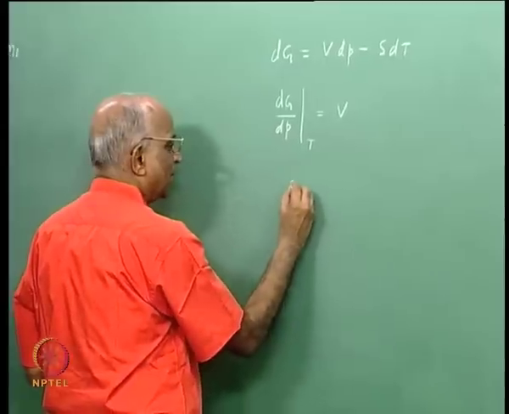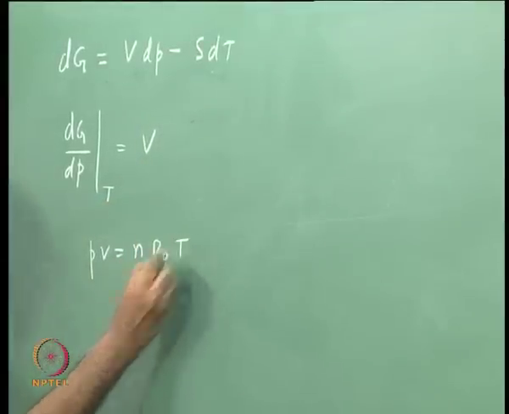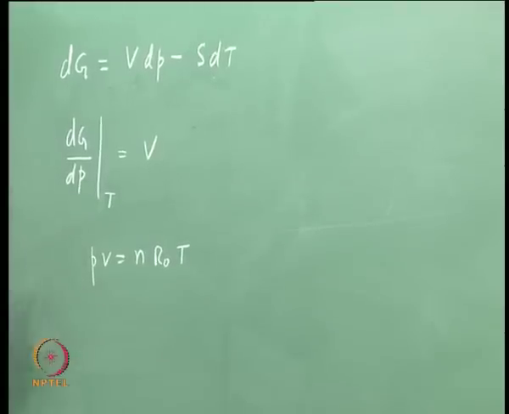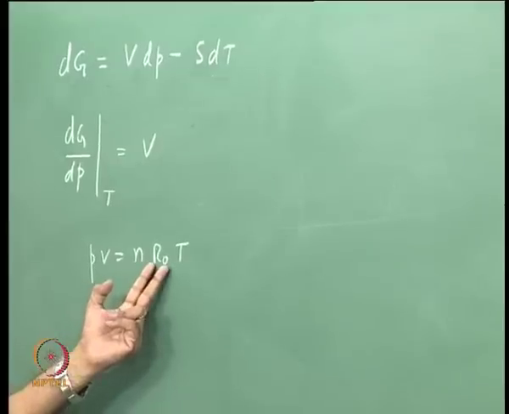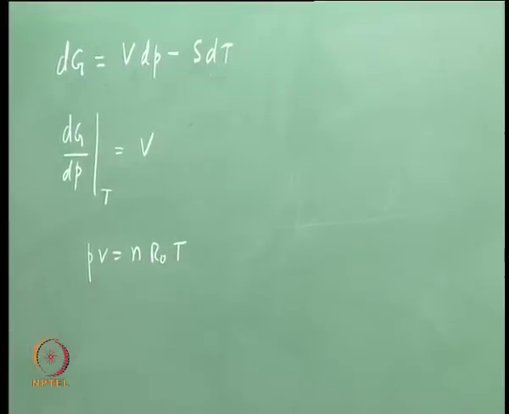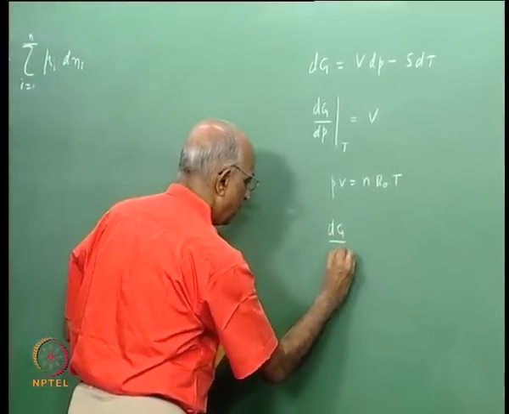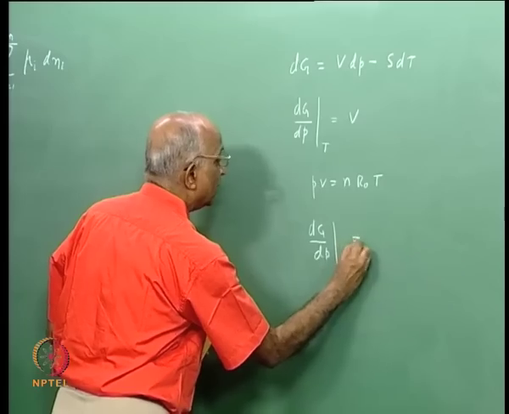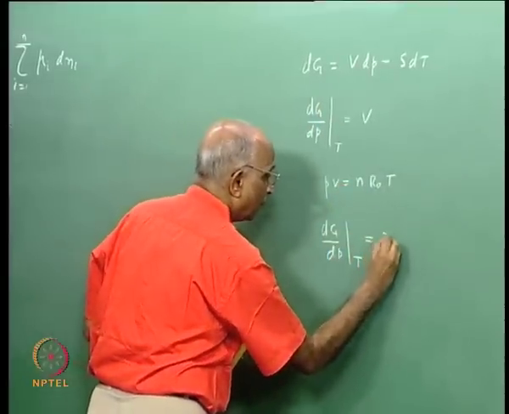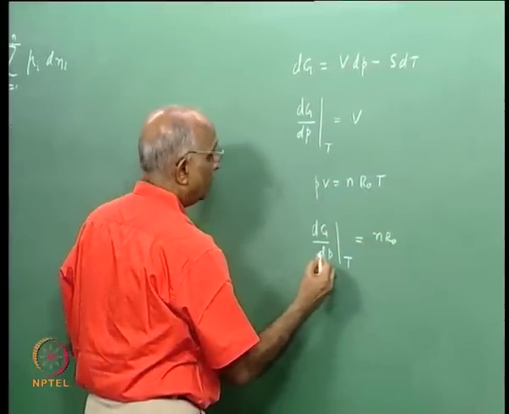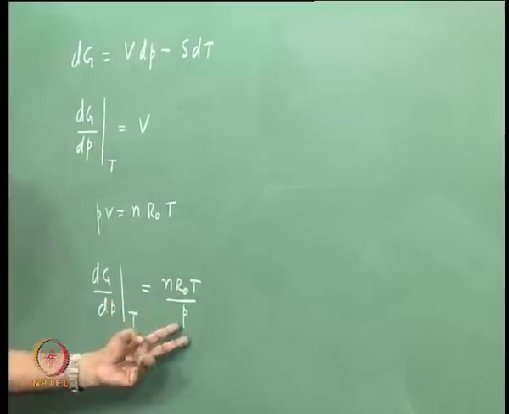But from ideal gas equation we know PV is equal to the number of moles into universal gas constant into T. Let us be very clear, PV is equal to mRT with specific gas constant, or N into universal gas constant R0 into T, and therefore I can write this particular equation as dG by dP at temperature T is equal to, I now say V is equal to N R0 T by P, so dG is equal to N R0 T by P dP.